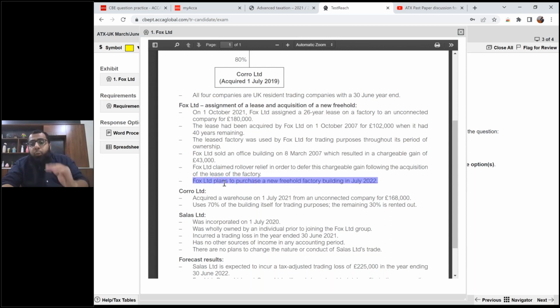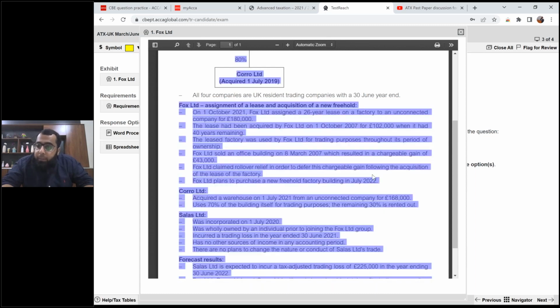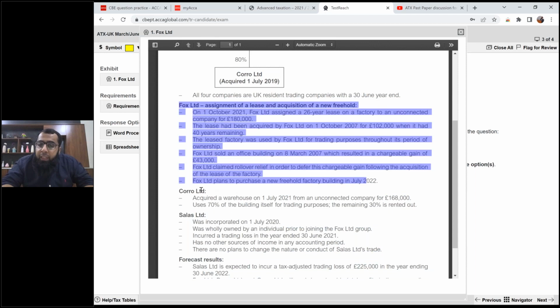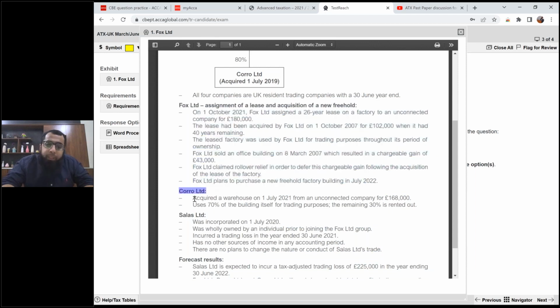Fox Limited plans to purchase a new freehold factory building in July 2022. Now, this is some detail given in relation to Fox Limited. Then we have information relating to Coro Limited, and then we have information relating to Salis Limited.